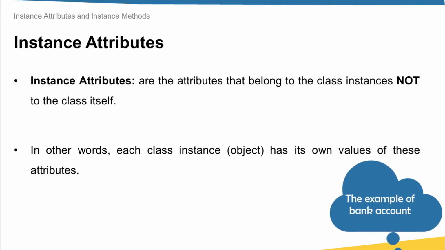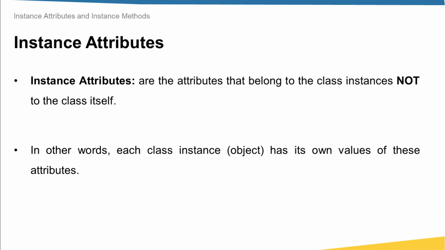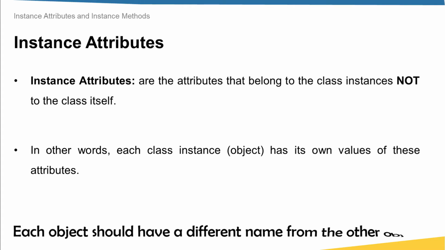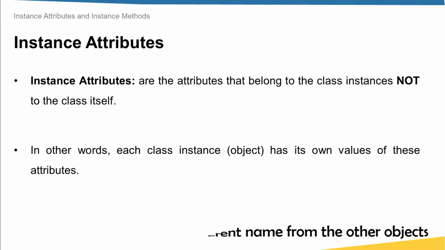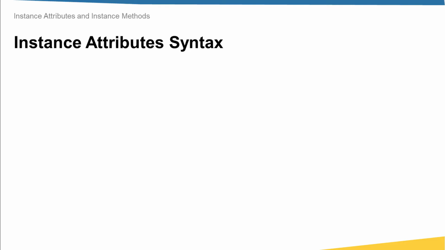If you remember the example of bank account, one of the attributes is account holder name. And we know that for each instance, for each object of this bank account, each object should have a different name from the other objects. So for example, John Smith for the first object, John Doe for the second object, and so on. Now let's learn how we can add instance attributes to our class.